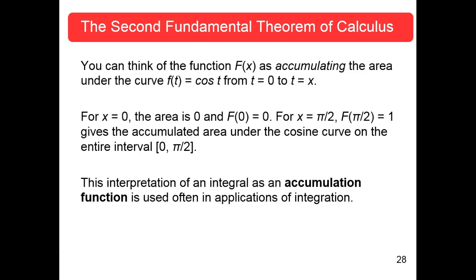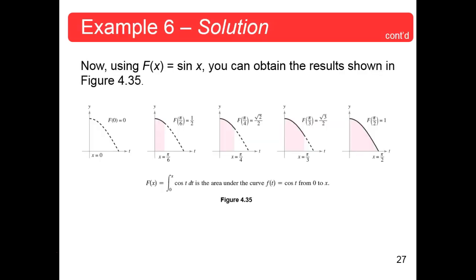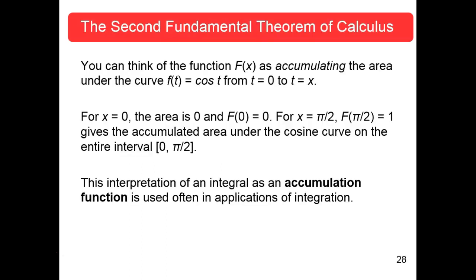You can think of the function F of x as accumulating the area under the curve of f of t equals cosine t from t equals 0 to t equals x. That's what that figure was showing. Here, you have nothing under there, but as you move out here, let t increase, then you have a little bit more area, a little bit more area, finally the whole curve under there, which happens to be 1. Okay. So that's the accumulation of the area as you let x vary from 0 to pi/2. It's on the t-axis, but x is changing.